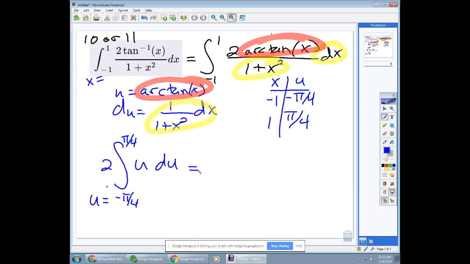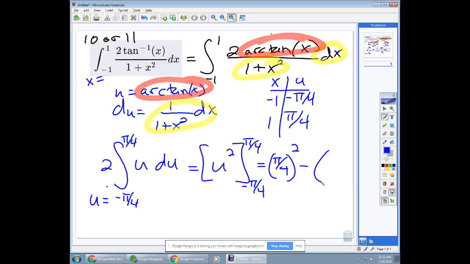U squared over 2 times 2 is just U squared. And because I already reevaluated the boundaries, I don't have to switch back. I can just say, okay, go from pi over 4 to negative pi over 4. I said that backwards, but I wrote it right. So this is going to give me pi over 4 squared minus parentheses negative pi over 4 squared, which equals 0. Which means it must have been an odd symmetric function, which we could have run that test on.